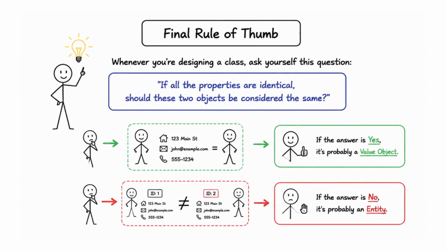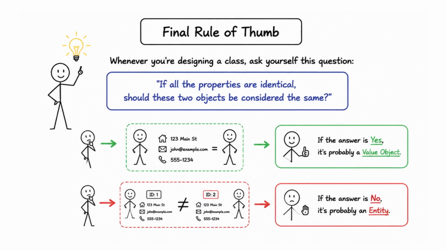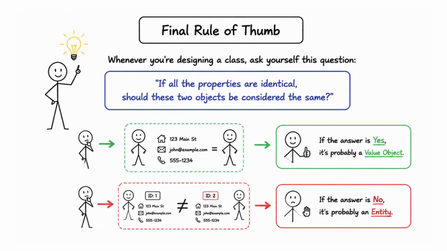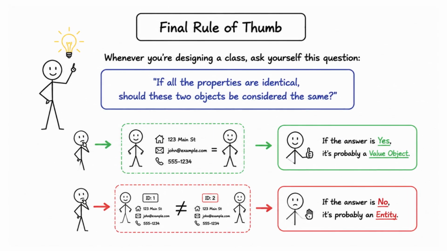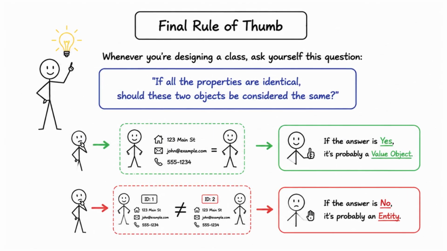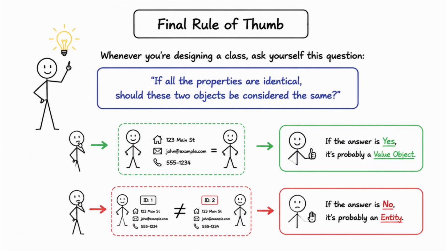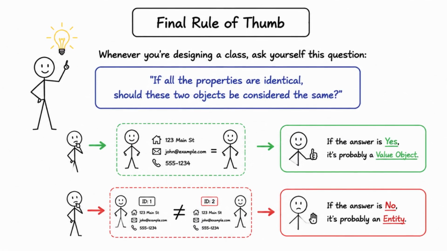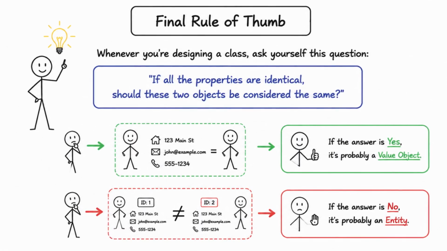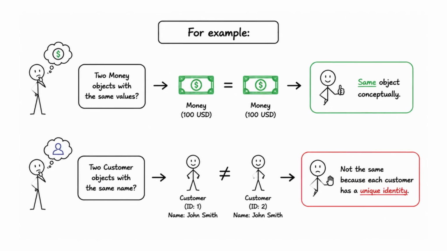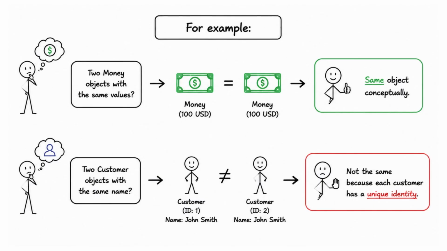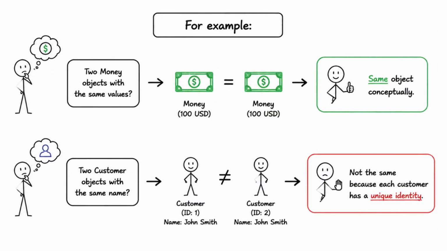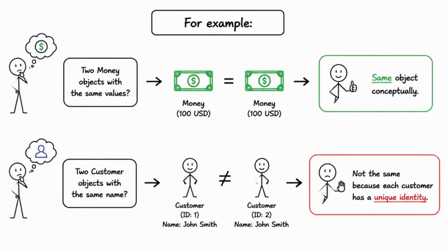Final rule of thumb. Whenever you are designing a class, ask yourself a question. If all the properties are identical, should these two objects be considered the same? If the answer is yes, it's probably a value object. If the answer is no, it's probably an entity. For example, two money objects with the same values are the same object conceptually. Two customer objects with the same name are not the same, because each customer has a unique identity.